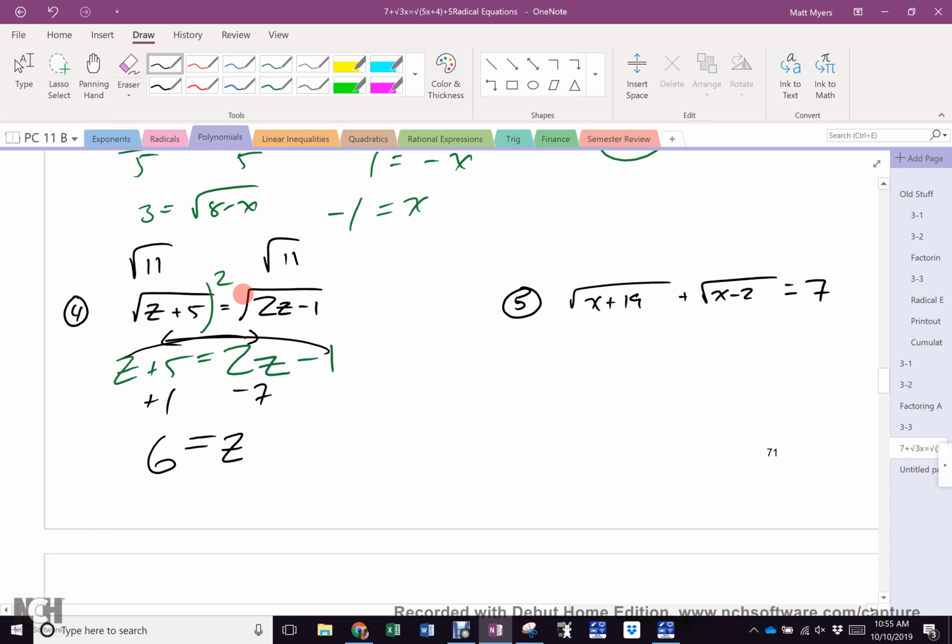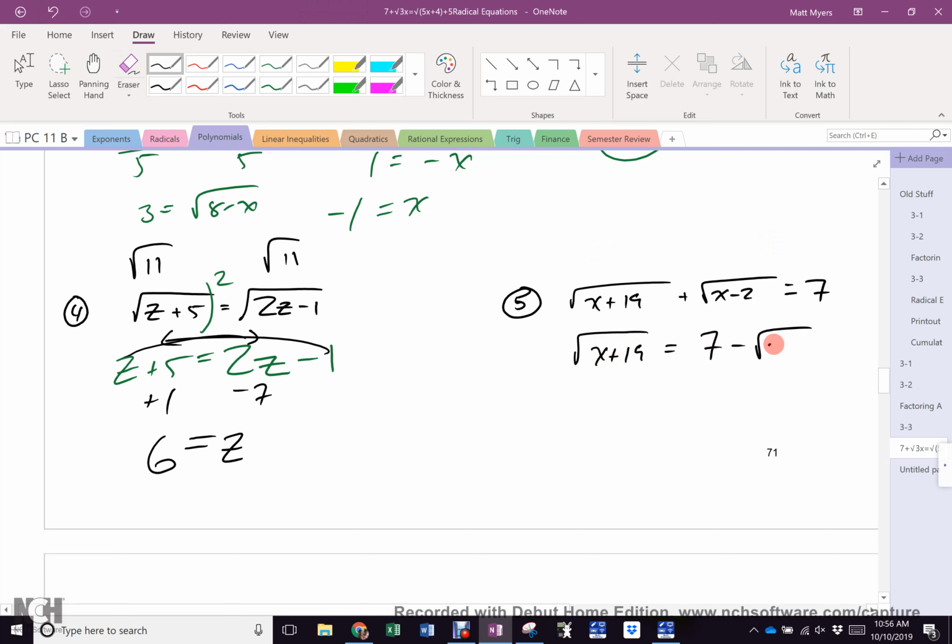Yes. And lastly, this one's kind of really tricky, right? Because if you square this whole side, then you got FOIL, right? So I didn't want to erase all that. I'm going to move just one of them.